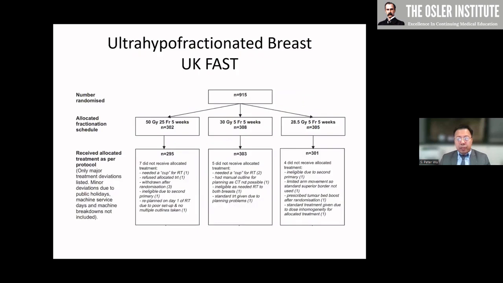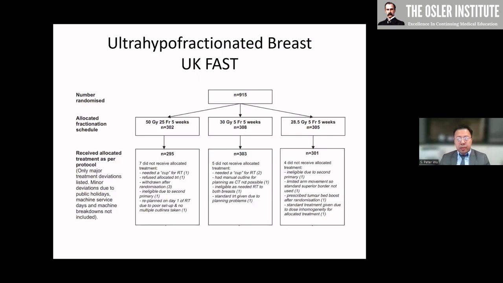Here's another way of delivering ultra hypofractionated radiation. It's a separate trial. It's called UK FAST, not FAST-Forward. This is a good regimen to use on perhaps the woman who is in a wheelchair, may have had a stroke, and may not be very functional, but still has a very important breast cancer risk profile that it's worthwhile to treat.